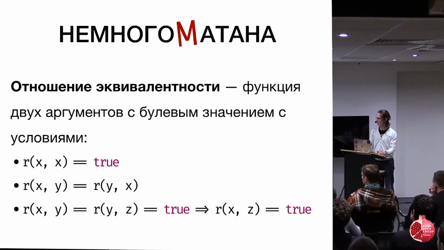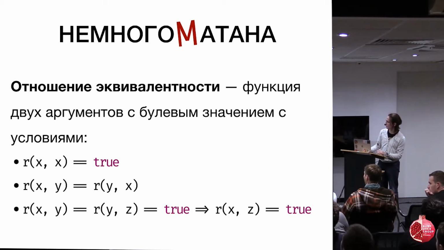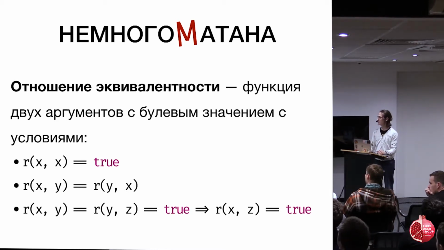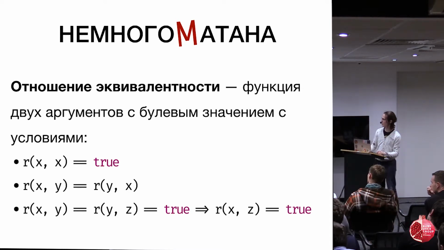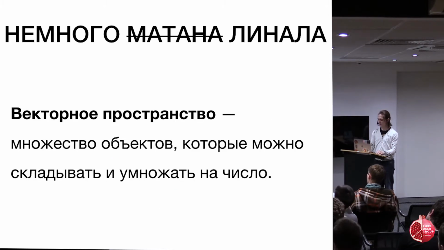So a little bit of theory here. Equivalence relation is basically a function of two parameters with Boolean values and the following properties. In Ruby, equality operator is an equivalence relation. But not only it. We're going to use it later.